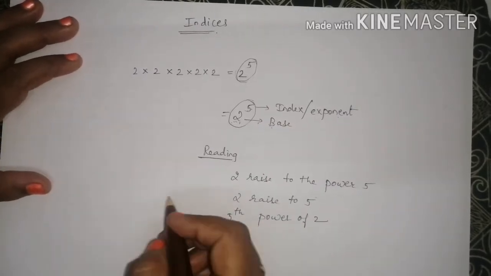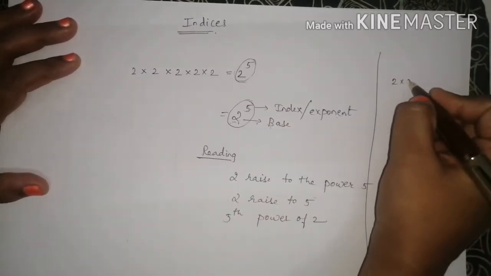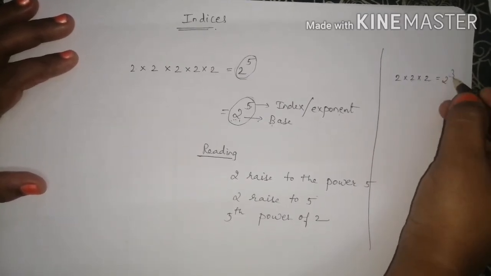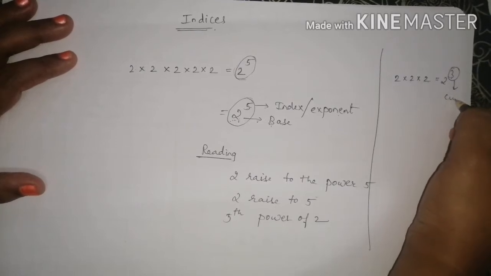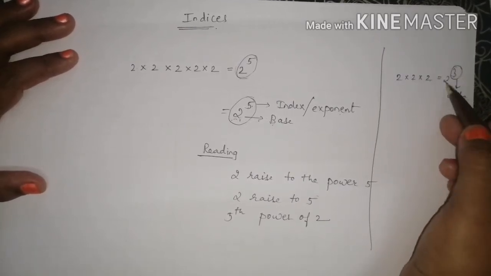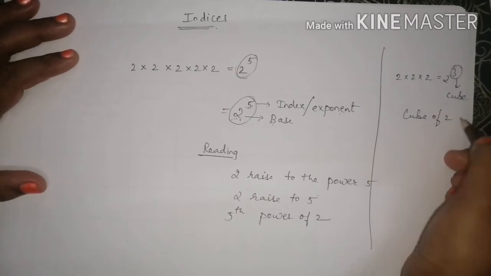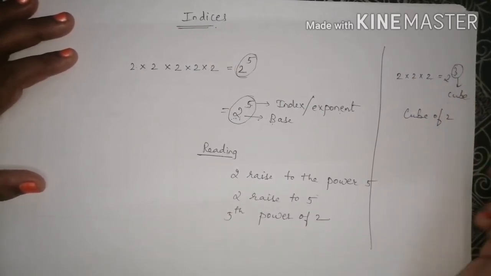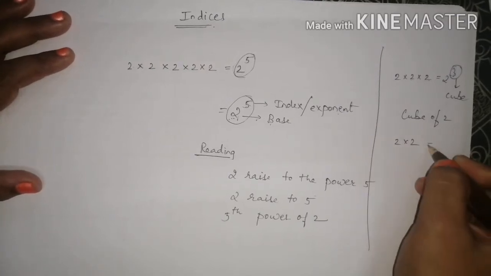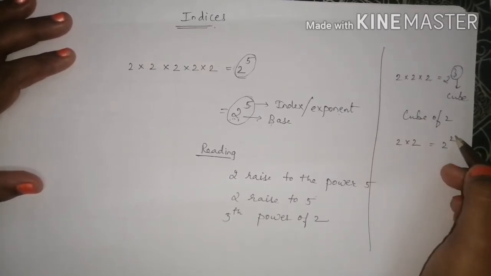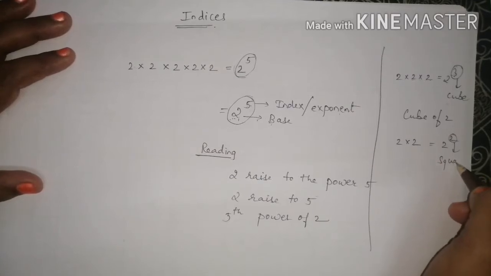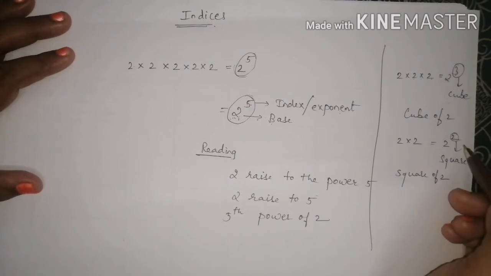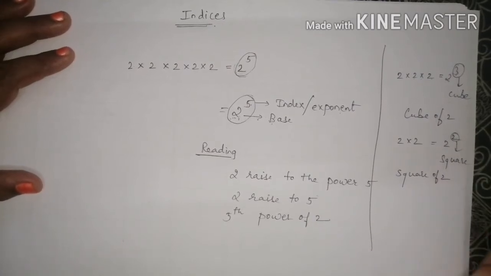Now if I have written the number 2 three times, it will be written as 2 raised to 3. The number 3 as a power is called a cube, so you can read this as cube of 2. Suppose I have written 2 only two times, so it is 2 raised to 2. You can read this as square of 2, or 2 raised to 2.